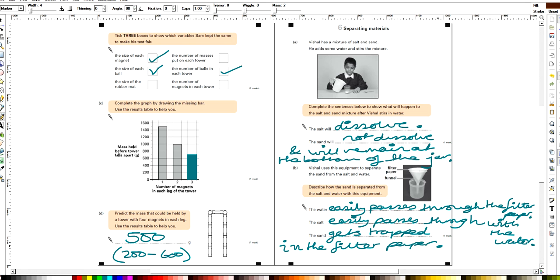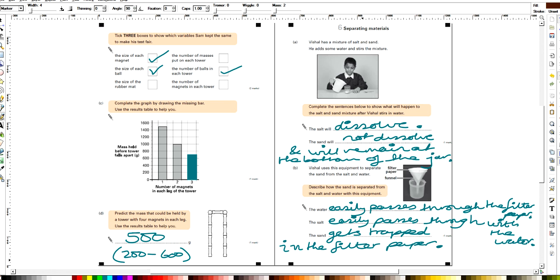Okay, there's our three answers. Done. Have we got that down, ladies? Got that down? What I've written there? All of it? Easily passes through the filter paper. The salt easily passes through with the water. The sand gets trapped in the filter paper. Hold that down.